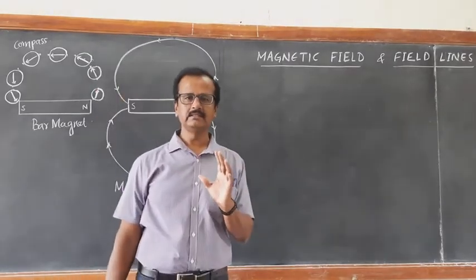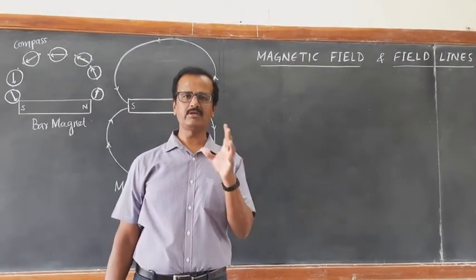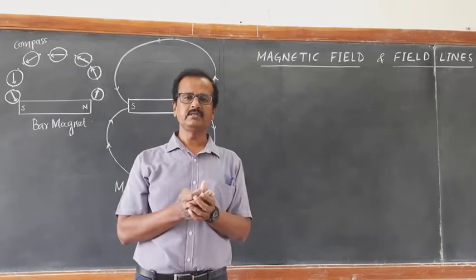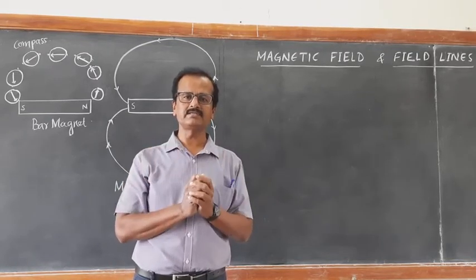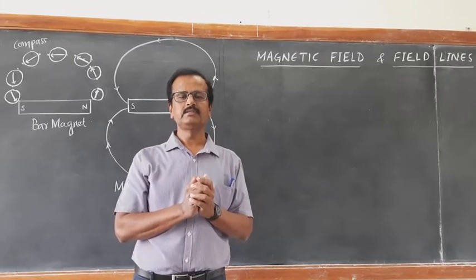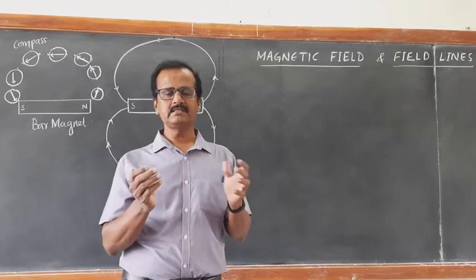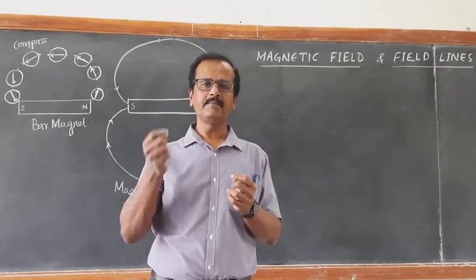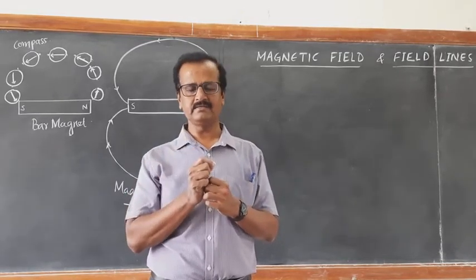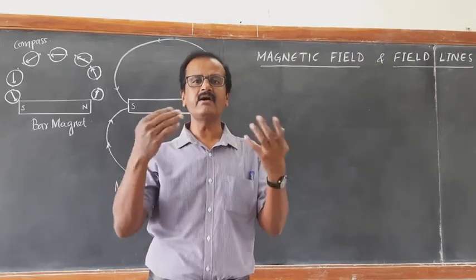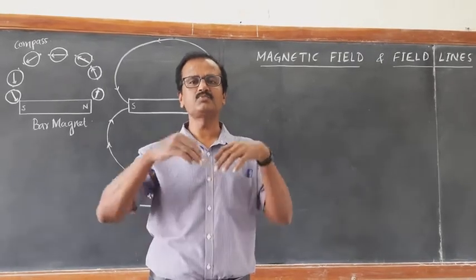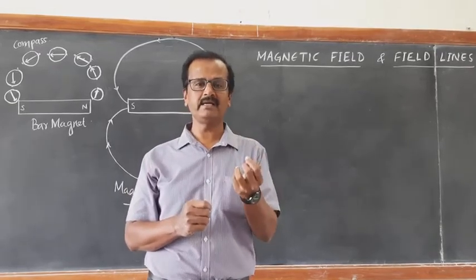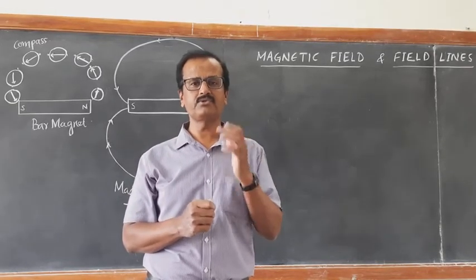Magnetic field is the space around the magnet, the area around the magnet in which another magnet experiences a force. So magnetic field is the space around the magnet in which a piece of iron gets attracted. It's the area of influence, the space of influence of the magnet in which another piece of magnet experiences a force.